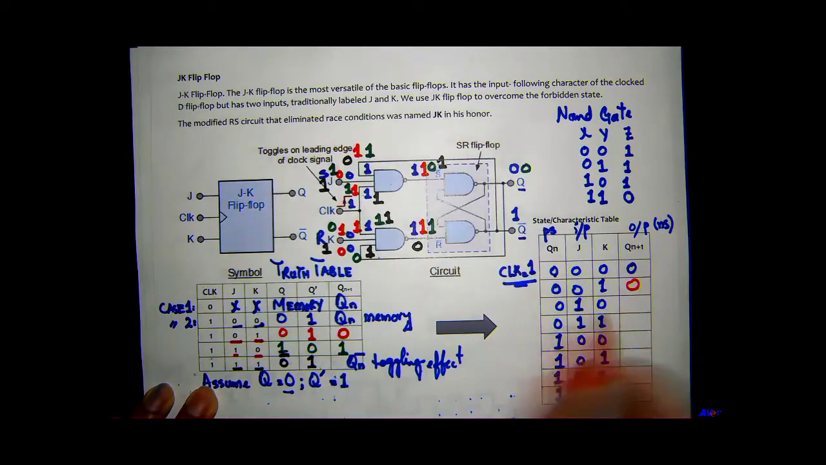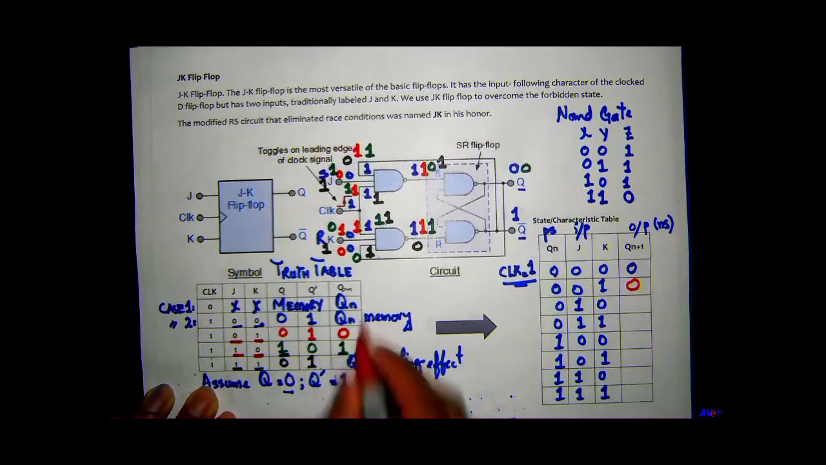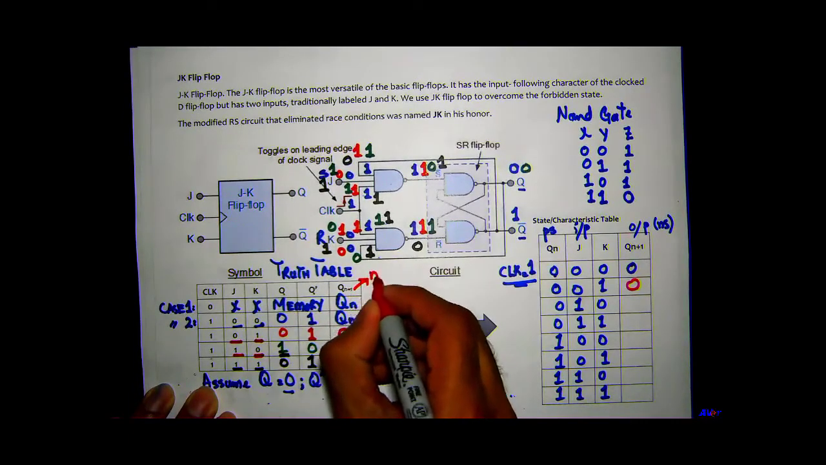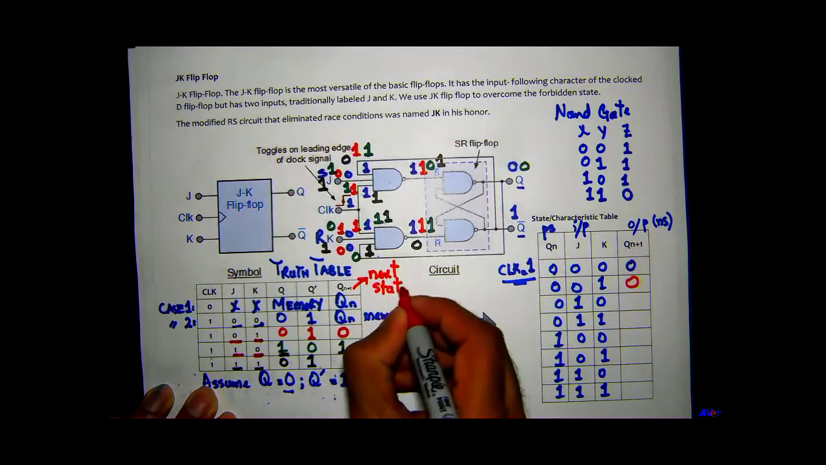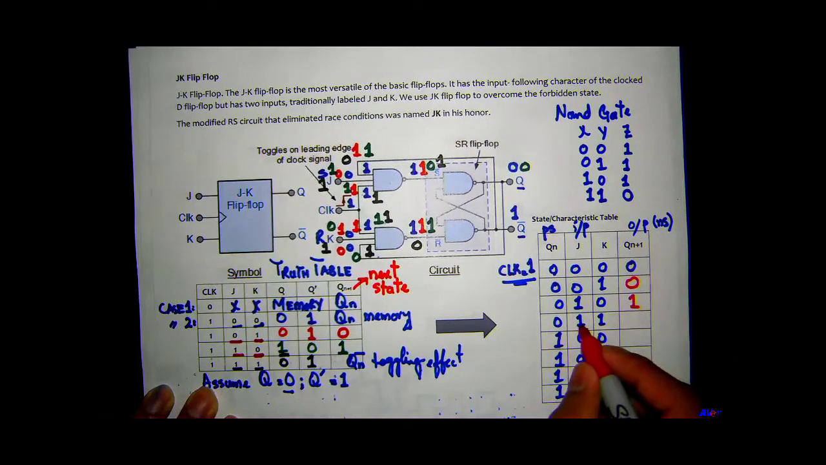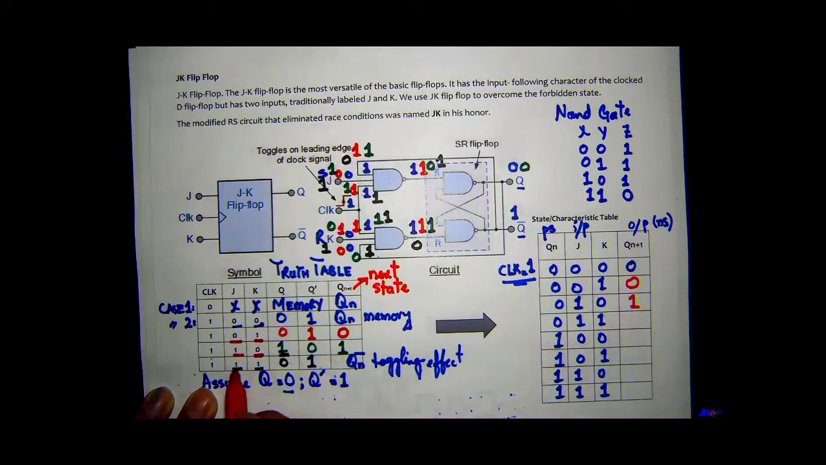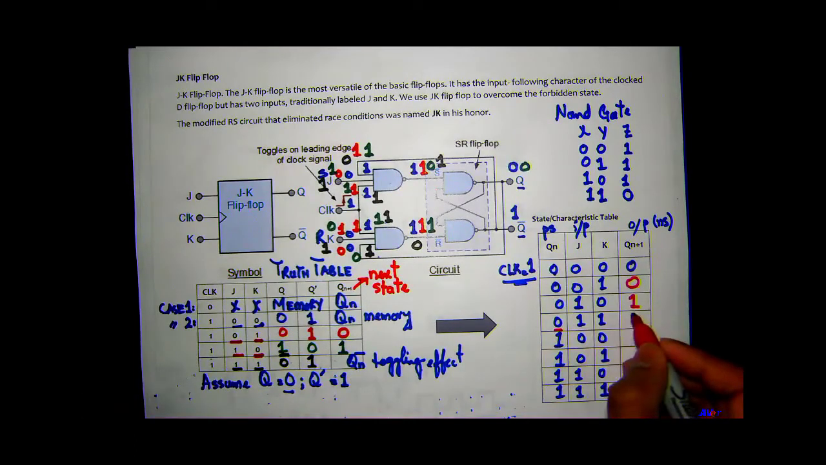J is 1, K is 0. Next state is, remember this, Qn plus 1 is the next state. It is 1, so we get 1 here. When J is 1, K is 1, the next state is the complement of the previous state, and because the previous state is 0, the next state is going to be the complement of the previous state, which is 1.